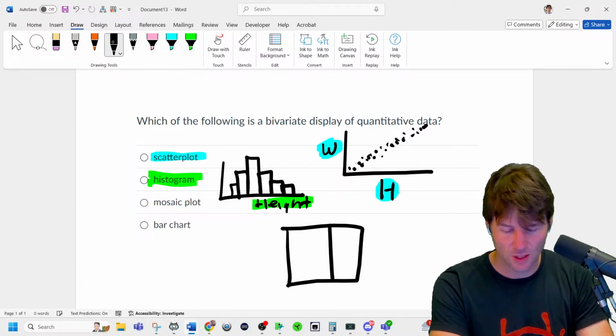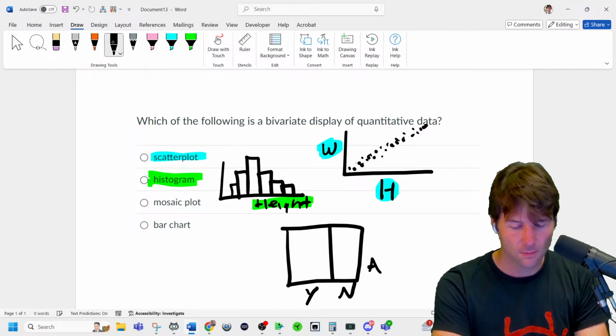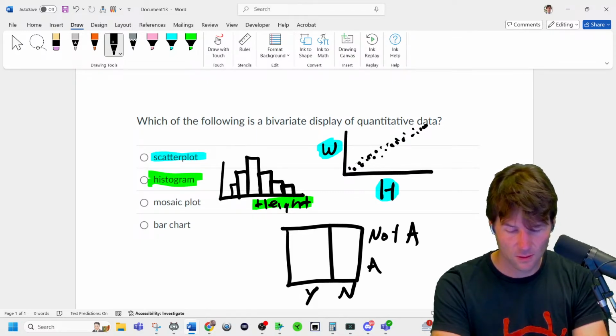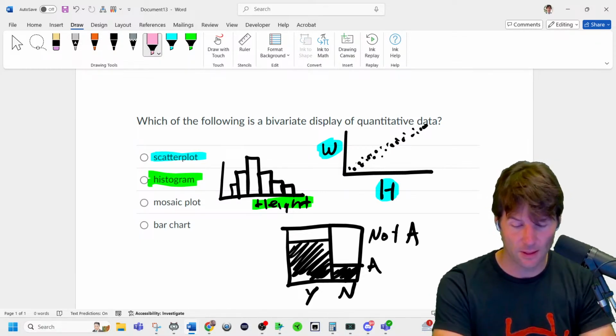We'll say, did you attend the Kahoot? Yes, no. Did you make an A or not an A? I hope it works out like this. Ooh, that'd be good. Is a mosaic plot univariate or bivariate? It is bivariate. Mosaic plots are bivariate categorical.